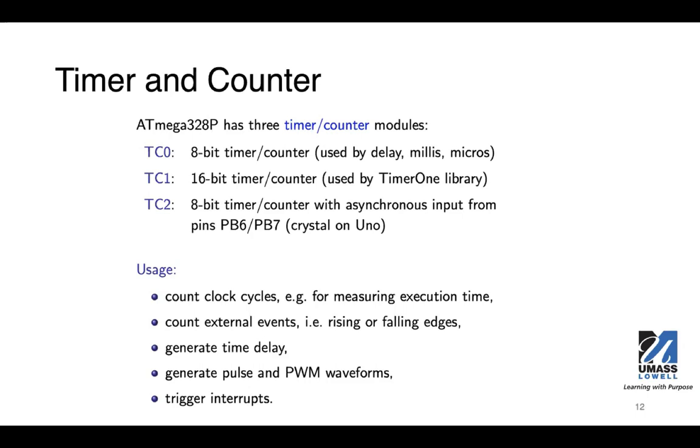For example, the difference between TC0 and TC1 is the number of bits. So the granularity will be different. The scale will be different. And also you can choose different inputs for TC2. We typically use counters and timers for counting clock cycles. If you want to measure time, then definitely you have to use timer registers, counter registers. You can count external events using rising or falling edges, and you can generate time delays. You can generate pulses and PWM waveforms, and you can also trigger interrupts.